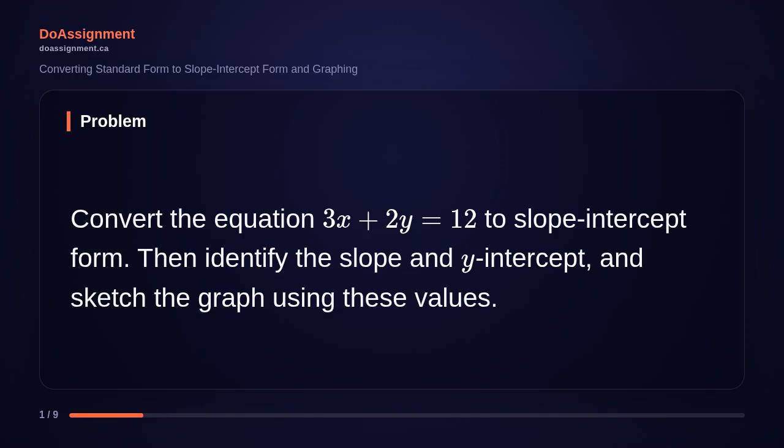Convert the equation 3x plus 2y equals 12 to slope-intercept form. Then identify the slope and y-intercept and sketch the graph using these values. Now let us work through the solution step by step.